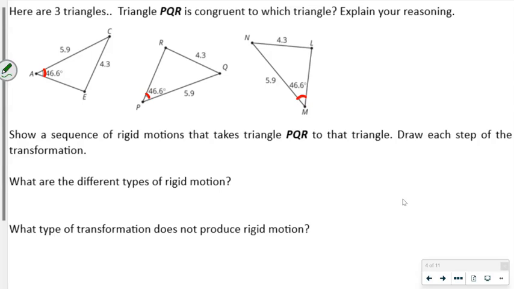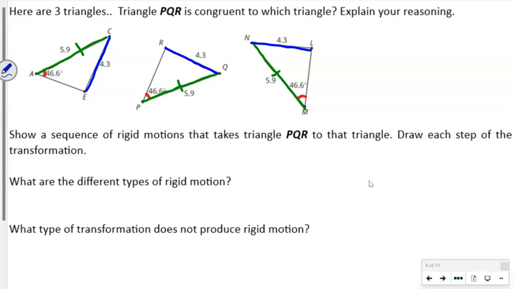Okay, then I see this side right here that's 5.9. I see this side over here that's 5.9, and I see this side over here that's 5.9. So I'm going to go ahead and put a tick mark on that, a tick mark on that, and a tick mark on that, because we know that those sides are all the same length, right? Then I see that this side right here is 4.3, and this side right here is 4.3, and this side right here is 4.3, okay?